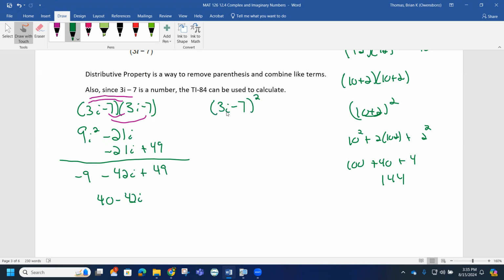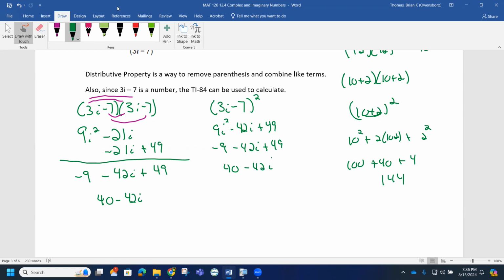Now, if you wanted to, you could have left this as 3i minus 7 squared, and you could do 3 moves. Square the first one. 3i times 3i would be 9i squared. And then multiply 3i times negative 7 and double it. Well, negative 21i doubled would be negative 42i. And then square the last piece would be a plus 49. So again, you would get negative 9 because by definition, i squared is equal to negative 1. And so notice the 49 and the negative 9 combine. So it's going to take it down to 40 minus 42i.